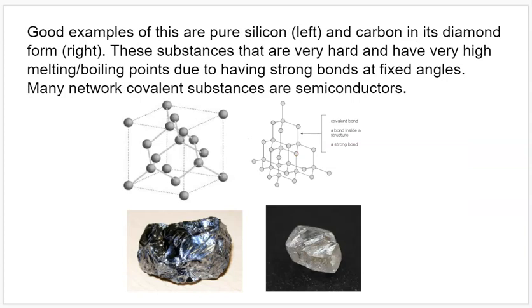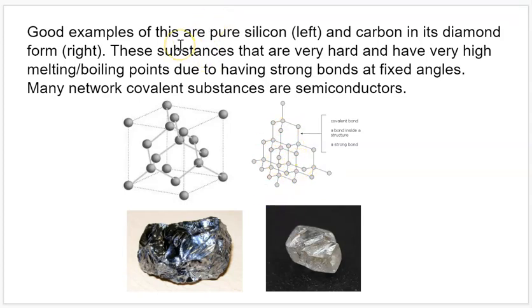Some good examples of this are pure silicon, which is usually used in computer chips, and then also carbon in its diamond form. Here we can see what are called the unit cells. If you're going to make the network, you're going to take this cube and stack it in every direction, and that's going to give you the overall network solid. Same for this here. You can see that the carbon diamond has a tetrahedral arrangement.